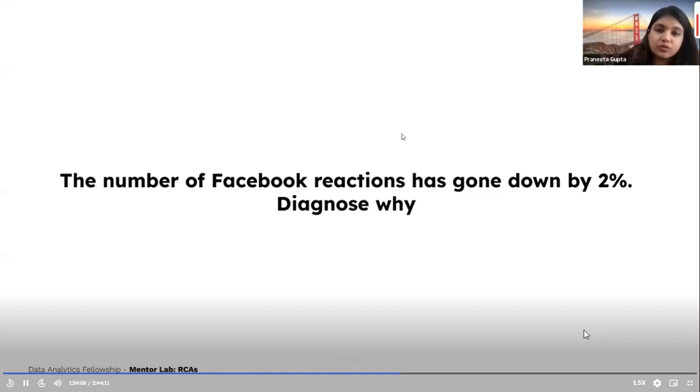So this is also a good question, clarifying what kind of reaction we are talking about. I would also suggest one more thing: be a little more specific. Reaction is a little generic. It may be a like or other kinds of emojis, or a share, or even a comment would sometimes be considered a reaction. So ideally, when you ask such a question, you should ask which one out of these would be the one that has gone down.